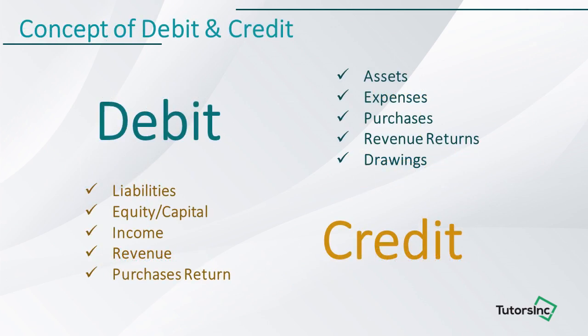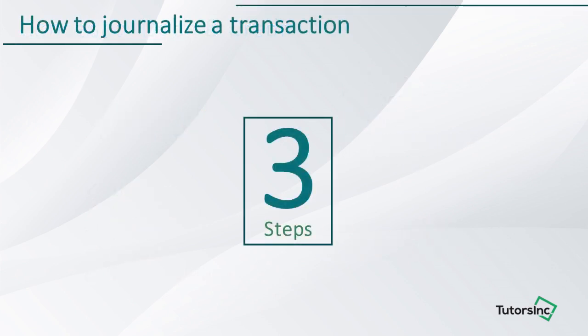You can see which accounts fall under which category. Always remember that assets, expenses, purchases, revenue returns, and drawings fall under the debit category, which means that if any of these accounts increase in value, the account itself will be debited. On the other hand, liabilities, equity, income, revenue, and purchases return fall under the credit category. So if any of these accounts increase in value, the account itself will be credited. It will be the best for you if you keep this simple list in your mind while solving the journal entry problems.